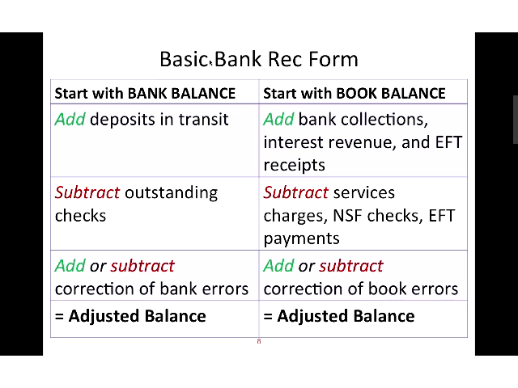So that's one side of it. The next side, we start with the book balance. The book balance is what's in our general ledger. After we've posted all our journal entries for the period, we have a general ledger balance. That's our book balance. Then we're going to add to that bank collections.